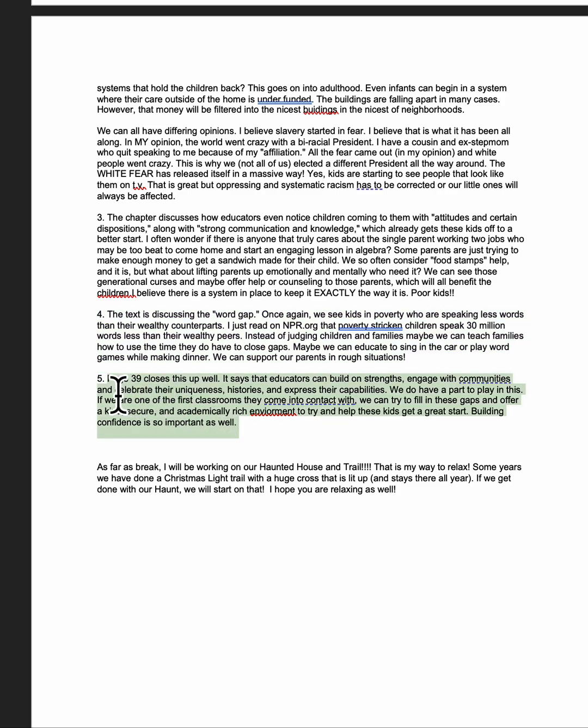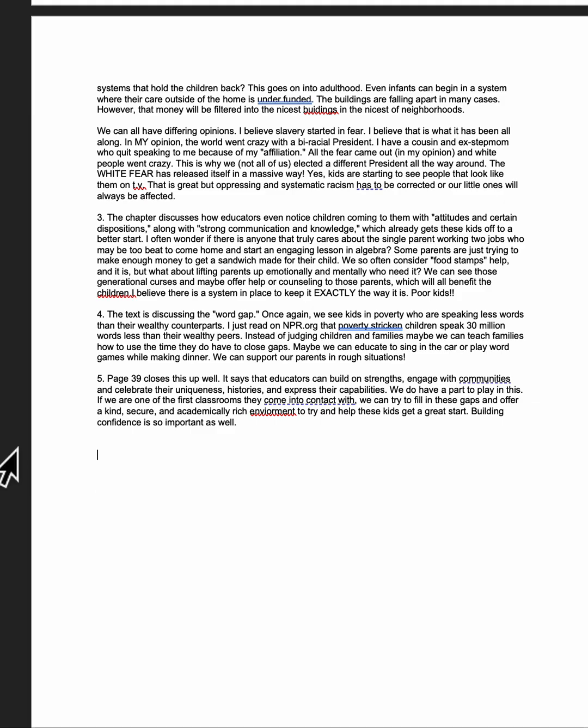And this whole thing about gaps, I just want to make sure that we're not blaming the people who are suffering. Okay, so I think that's it.